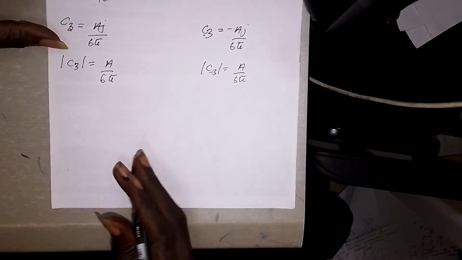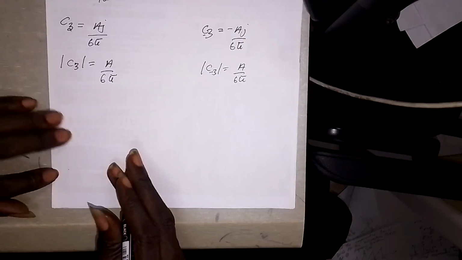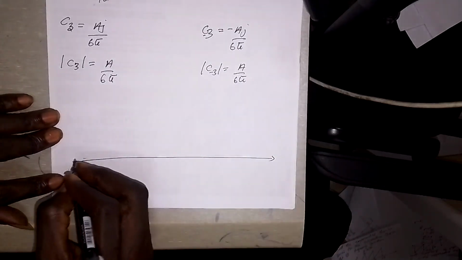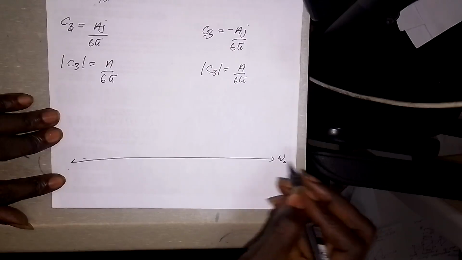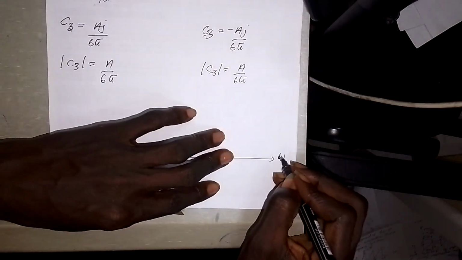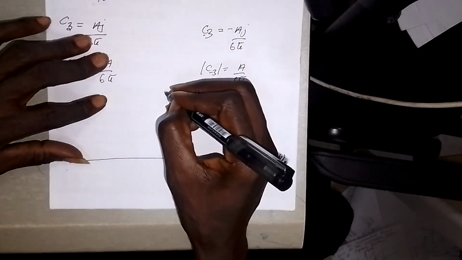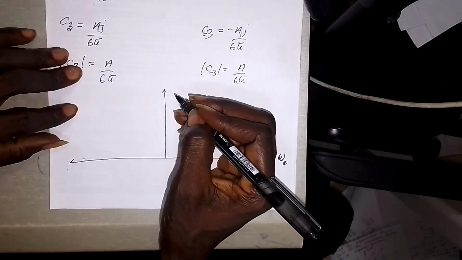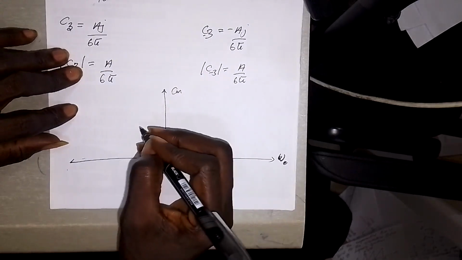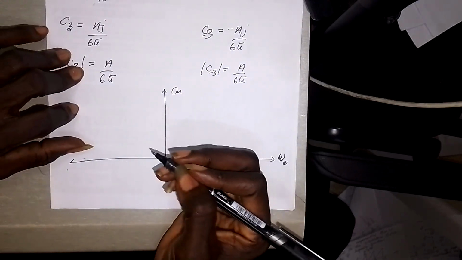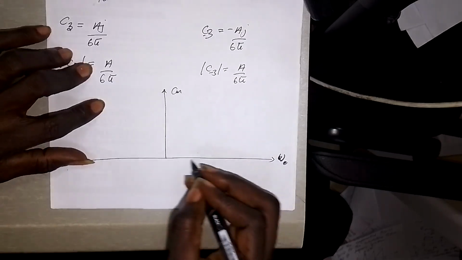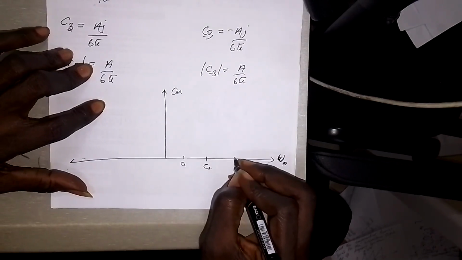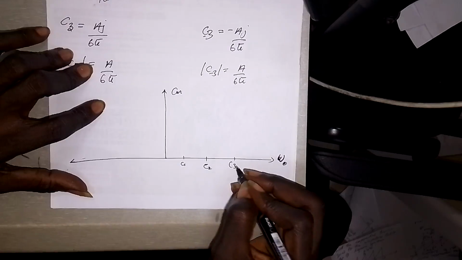So now we're going to do the plotting. For the plotting, we're going to have the frequency aspect, and remember our frequency here is omega naught. And then here is our amplitude aspect. So it's a plot of the frequency against the amplitude, which is Cm. So the first aspect, I did C1, C2, and C3.